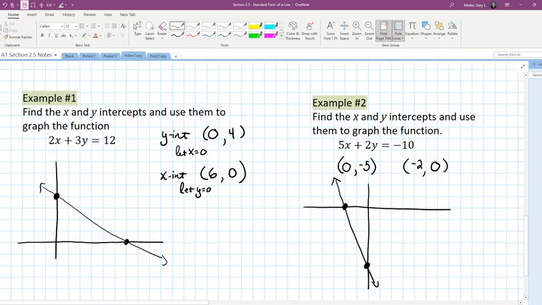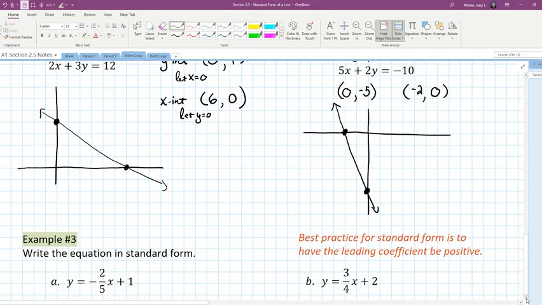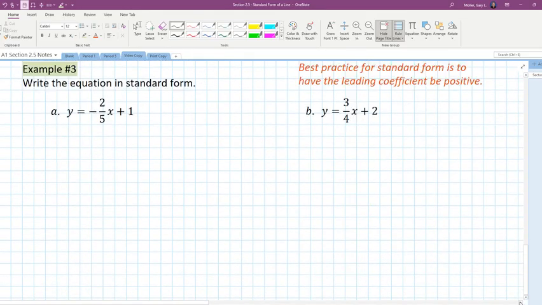Nice and simple. All right. So we're going to practice that today. In addition, we're also going to play with a little bit of writing the equation, being able to put it in standard form. So another skill in algebra is to be able to manipulate equations to look like other things.